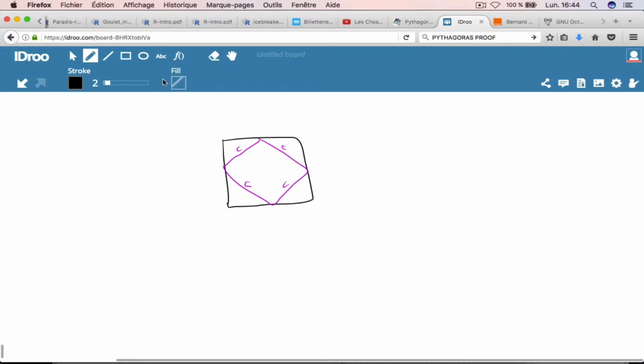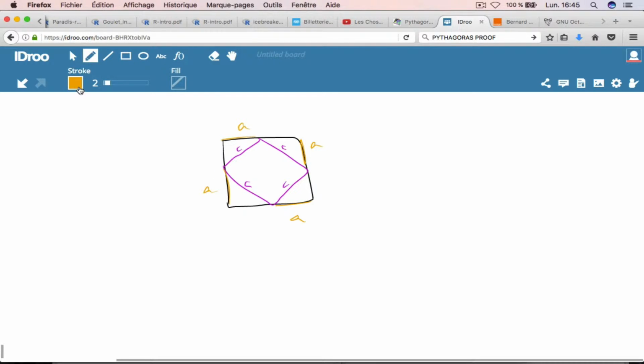And each side here, this side is A, and this side is B. This side is A. This side is B. Sorry, let's use several colors in order not to confuse you. So this side is A. This side is A. This side is A. And this side is A.